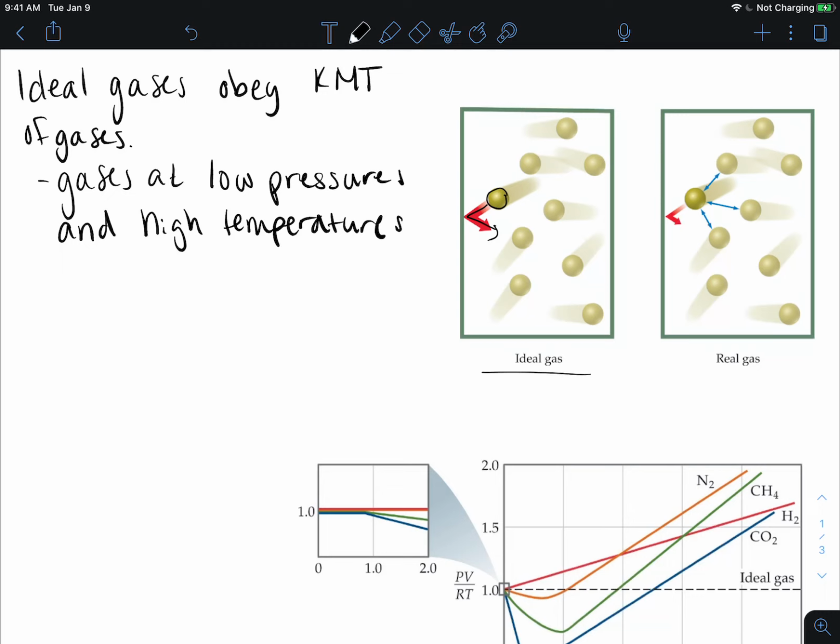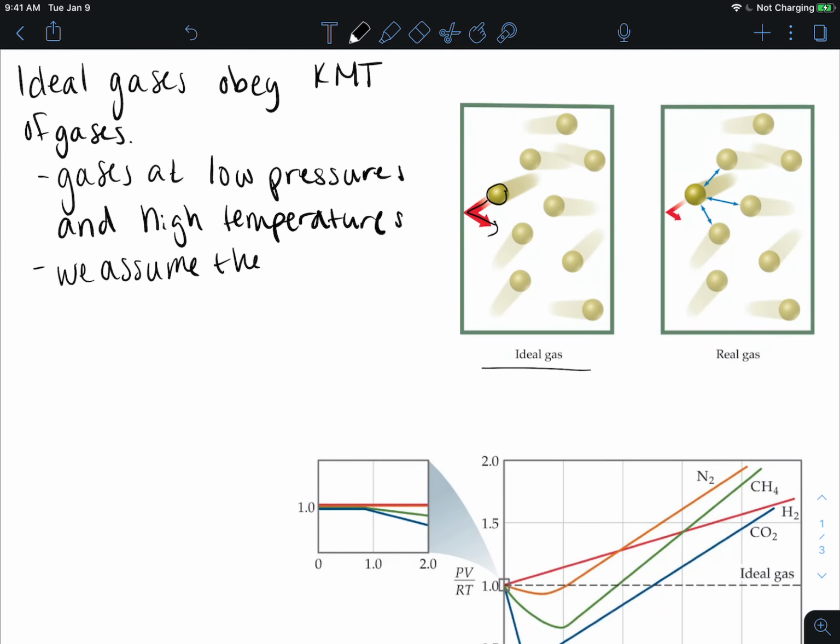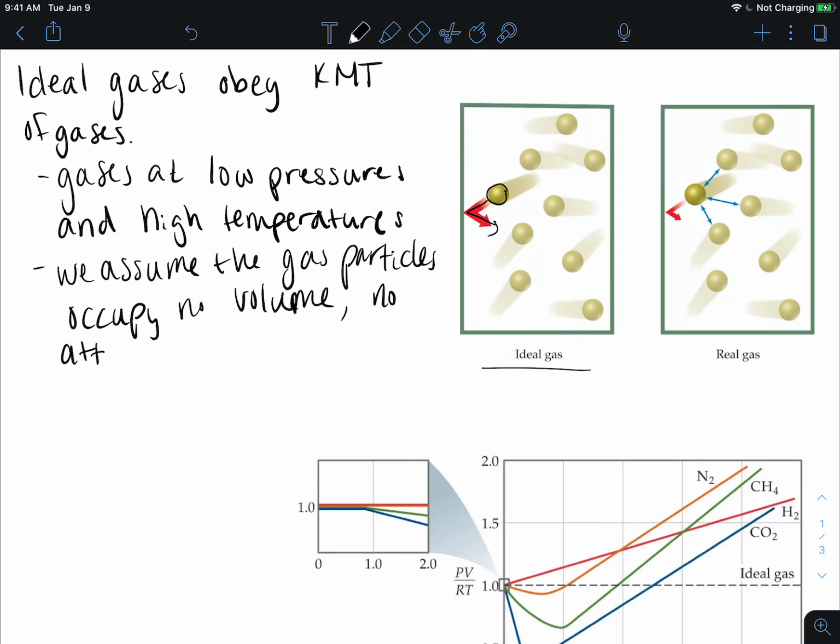But as we increase pressure and lower temperature, some things happen. With ideal gases, we assume the gas particles occupy no volume, that there are no attractive and repulsive forces, and that all collisions are entirely elastic.